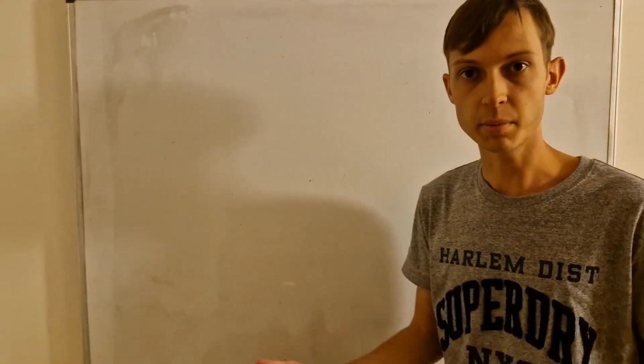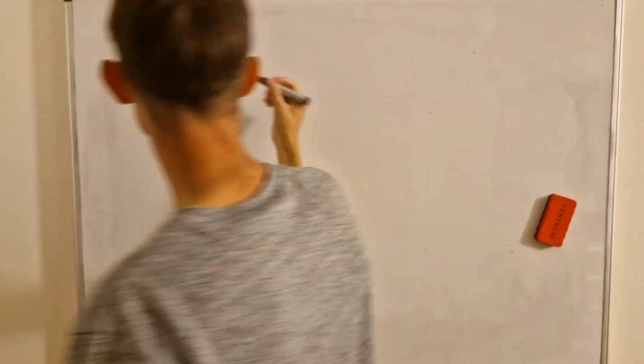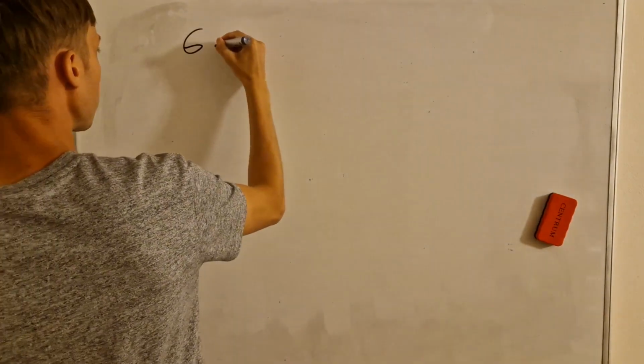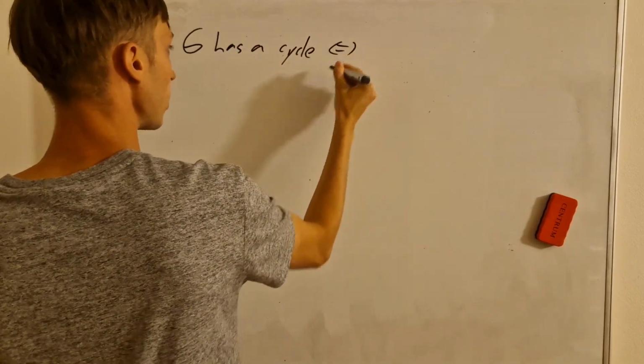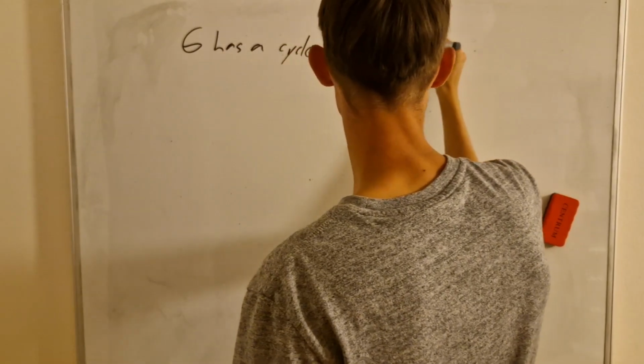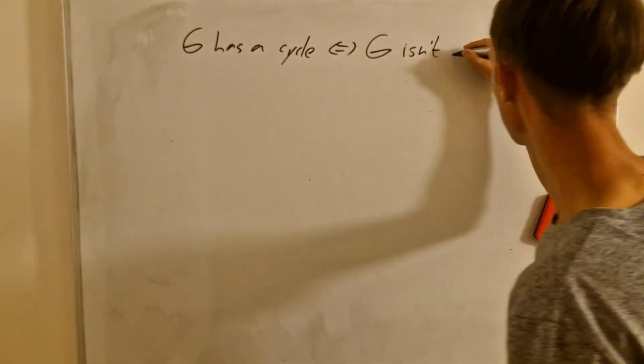Greetings, let's prove a statement in graph theory that is as follows. Let's say G has a cycle if and only if G isn't minimally connected.